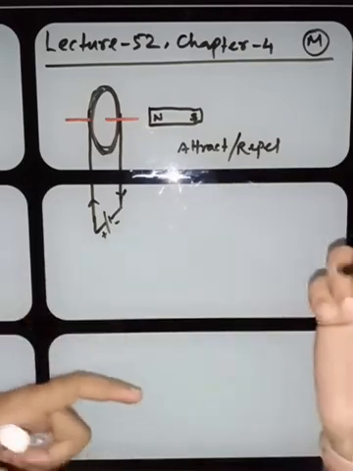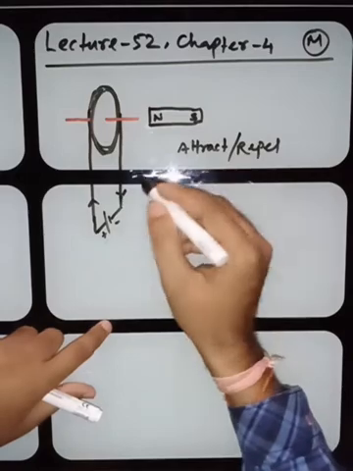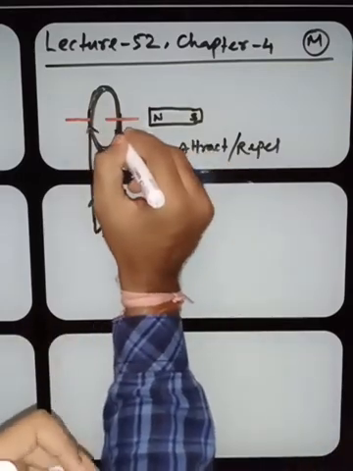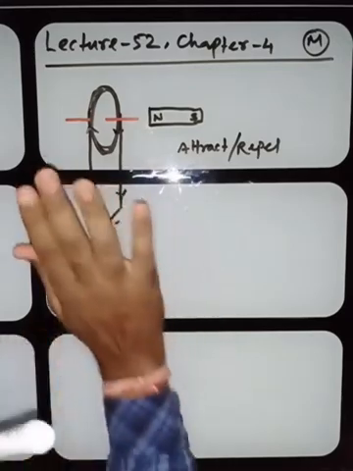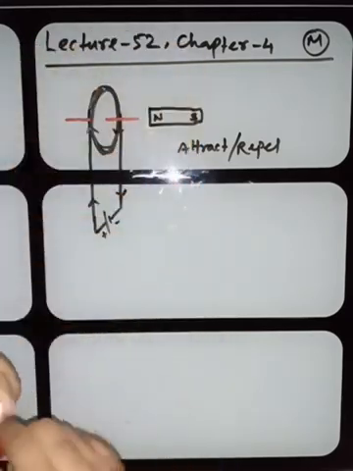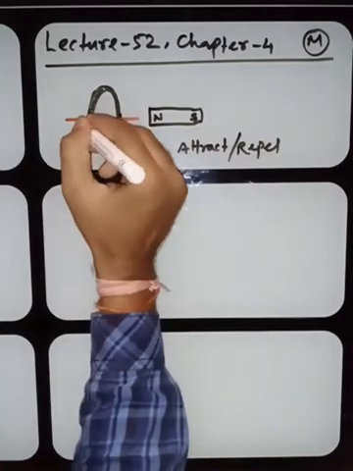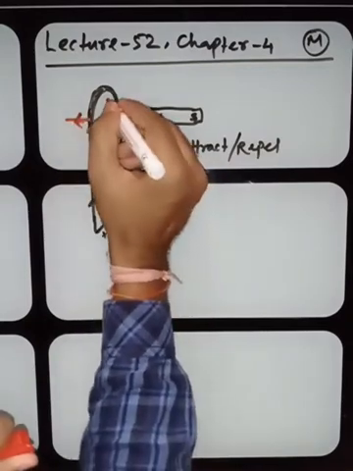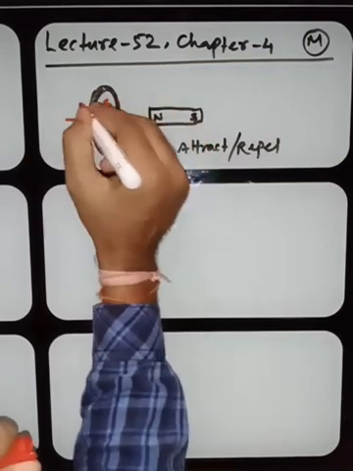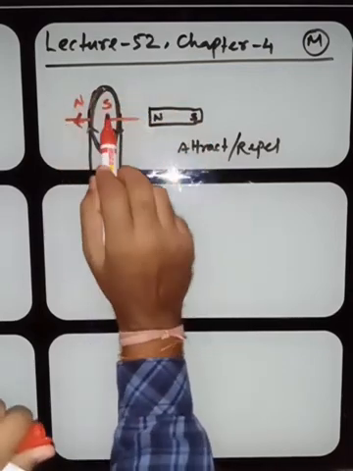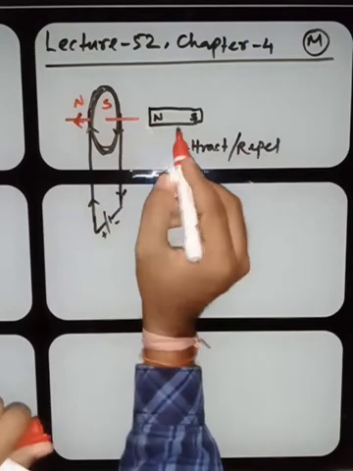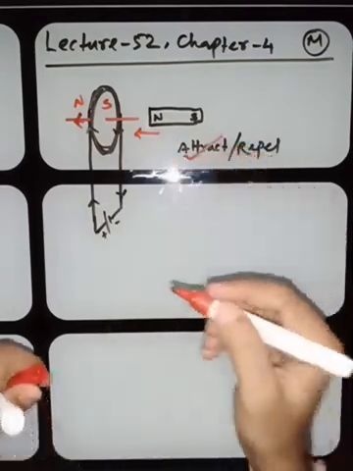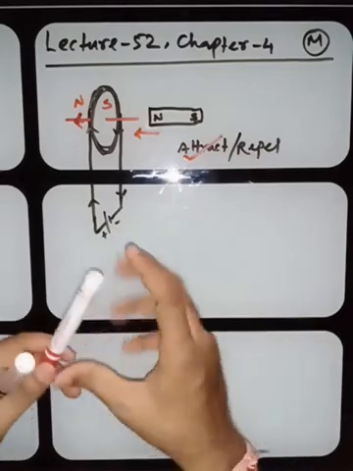Okay, now let me give you the answer. If the current is moving in this direction, the magnetic field will be produced in this direction. This is the direction of magnetic field, and this becomes the south pole, and behind this will be the north pole. It means the south pole is near the north pole, so this magnet will be attracted. So the answer is it will be attracted by the coil.